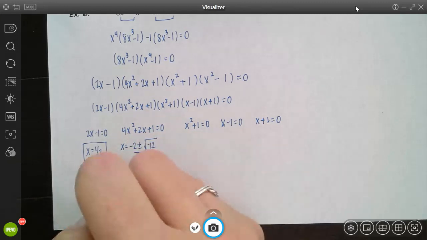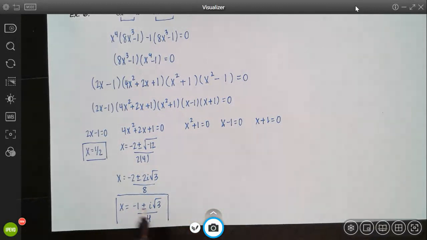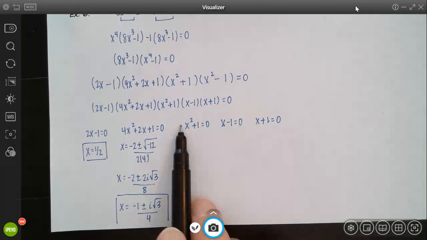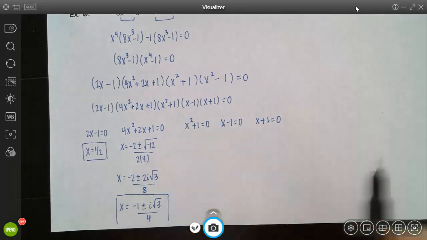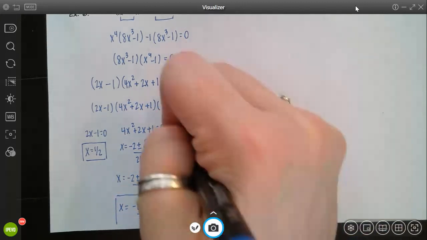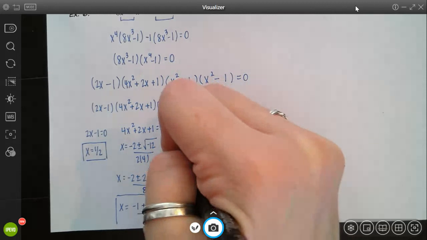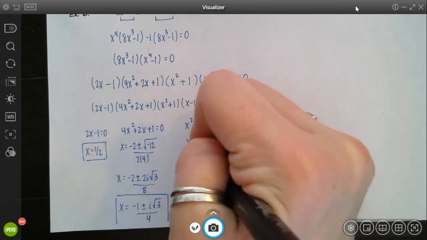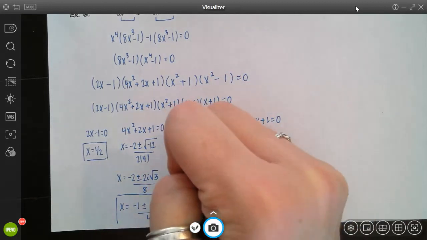Next, I'm going to work with this x squared plus 1 is equal to 0. Here I can use solving by square roots. So I'm going to move the 1 to the other side. That's going to give me an x squared is equal to negative 1. Take the square root. Again, as soon as I do that, I'm going to make sure to put my plus or minus in. And then we know that the square root of negative 1 is equivalent to i. So my two solutions here are x is equal to plus or minus i.